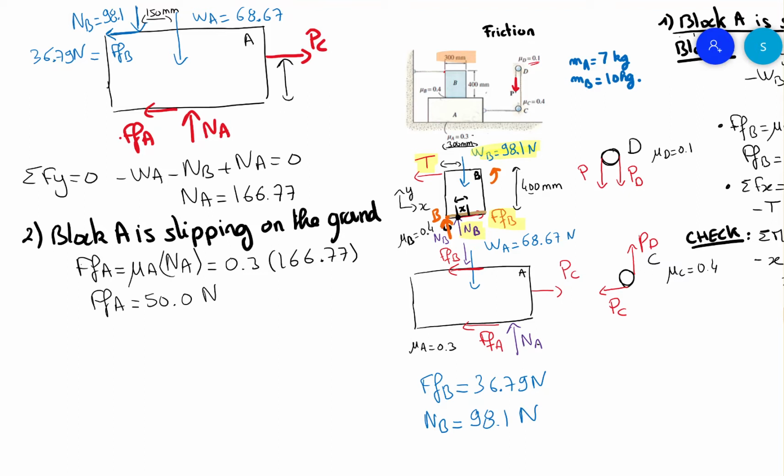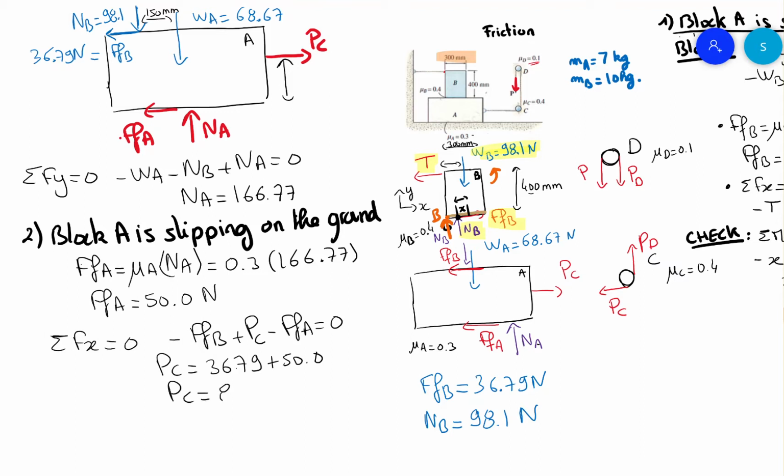Let's do now the sum of the forces on X equals 0. What do we have on X? We have minus FFB, because it's going to the left, plus the force in the rope to the pulley, and minus FFA, equal to 0. So PC is equal to 36.79 plus 50.0. PC is equal to 86.8.